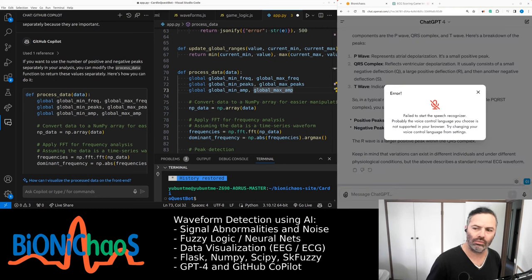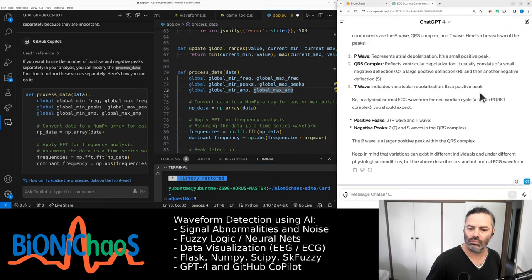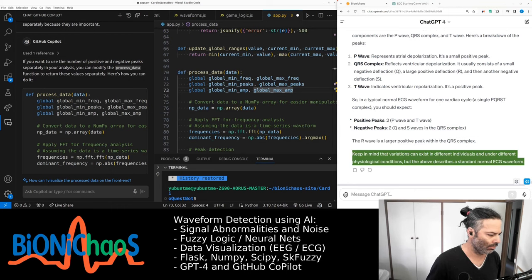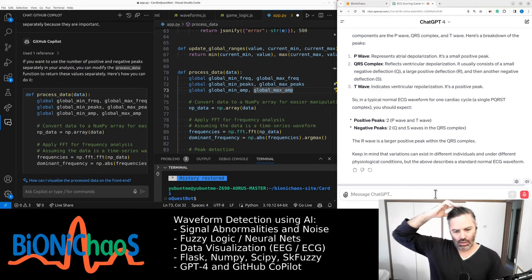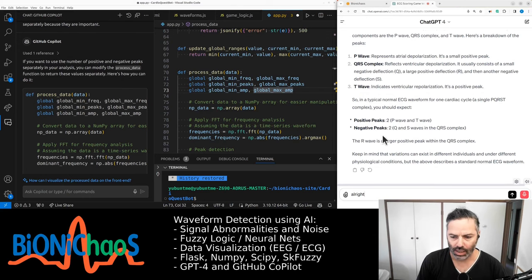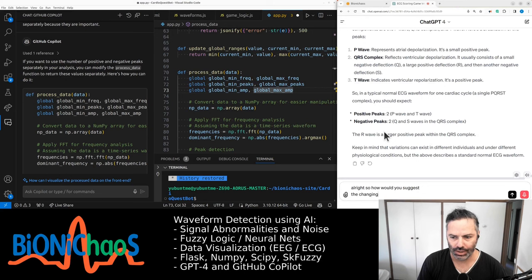So, in a typical normal ECG waveform for one cardiac cycle, a single PQRST complex, you should expect positive peaks: 2, P wave and T wave. Negative peaks: 2, Q and S waves in the QRS complex. The R wave is a larger positive peak within the QRS complex. Keep in mind that variations can exist in different individuals and under different physiological conditions, but the above describes a standard normal ECG waveform.